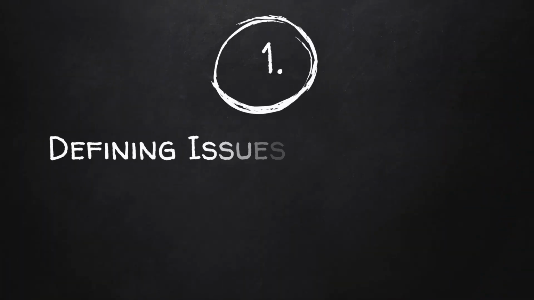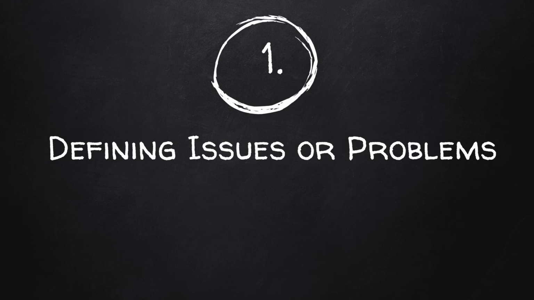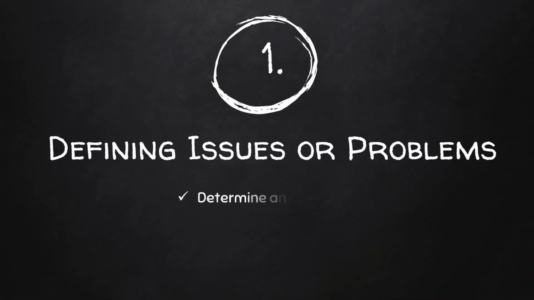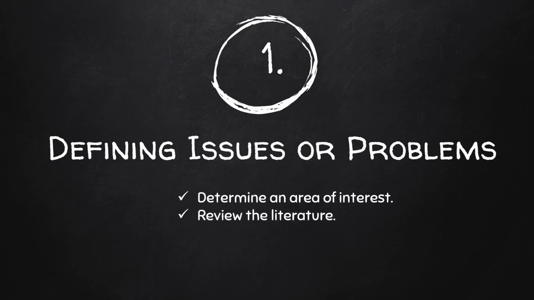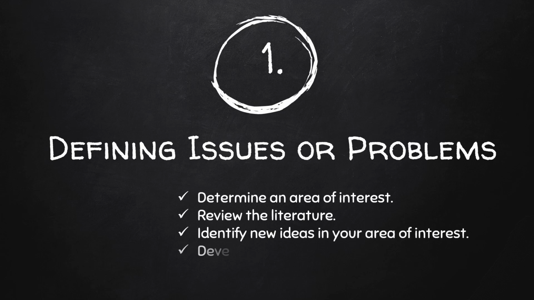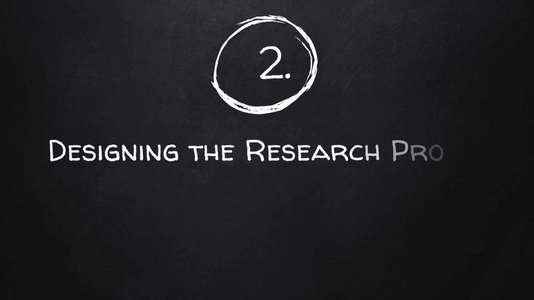Let's examine those steps closely. The first one is identifying an issue or a problem. This step focuses on uncovering the nature and the boundary of a situation or a question that needs to be answered or studied. In defining the issue or the problem, you first determine an area of interest. Review the literature, identify new areas in your area of interest, and then the last step is to develop a research question or a hypothesis.